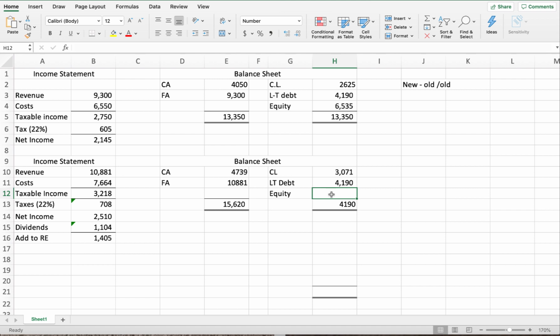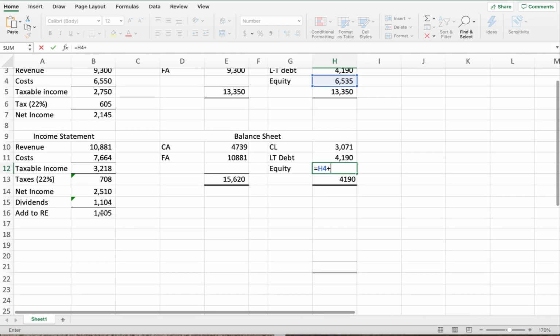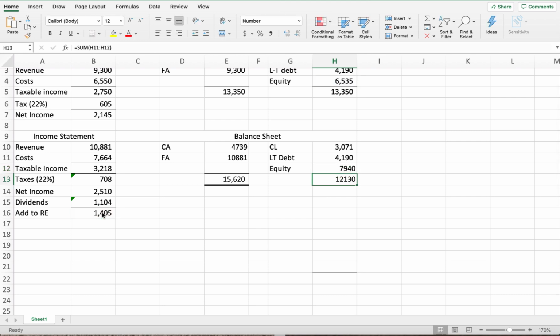Now I have to calculate my equity, right? So what is my equity? Well, it was 6535, right? I add my net income, I subtract out my dividends, that's my addition to retained earnings. We already did that. We already have our addition to retained earnings right here. Oh, sorry, right here. 17,904. That is my equity. Or I'm sorry, 7940.